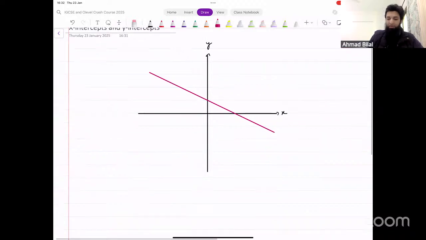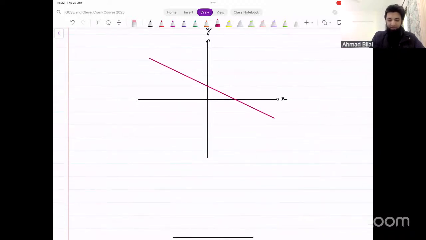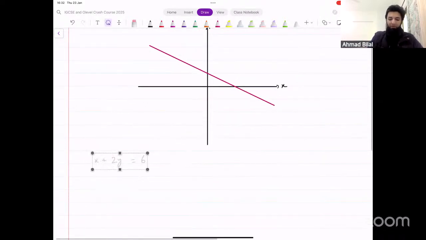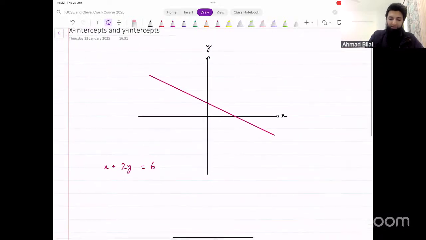And let's suppose the equation of this line looks like this. The gradient could be -1/2. In that case, it would be 2y plus x equal to 6, let's say. So we have this equation: x plus 2y equal to 6. This is the equation of this line that I've drawn here: x plus 2y equal to 6.